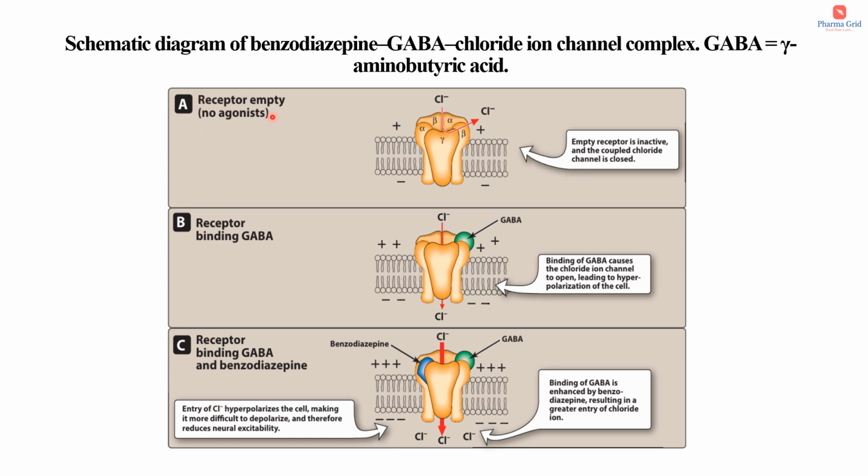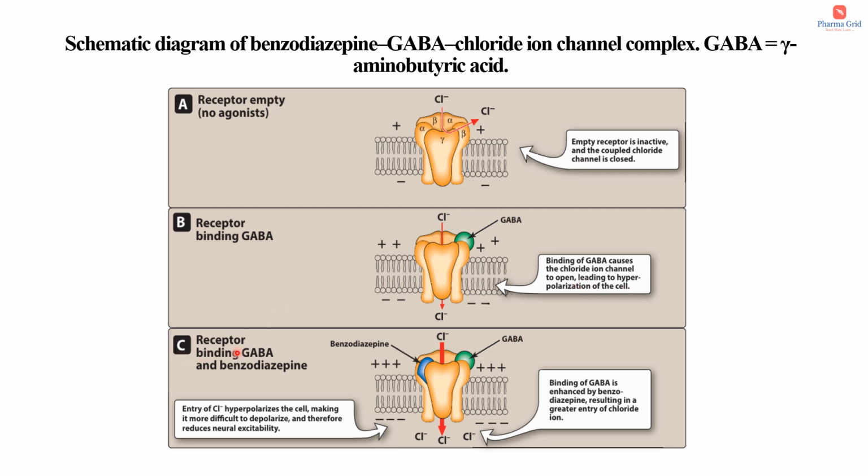In the first condition, the receptor is empty. There is no agonist. This is the GABA receptor. The empty receptor is inactive and the coupled chloride channel is closed. So here the chloride channel is closed. Take the next condition, that is receptor binding GABA. GABA binds to the receptor. So what will happen? The binding of GABA causes the chloride ion channel to open, leading to hyperpolarization of the cell. So in the first case, the GABA has not bound to the receptor, and in the second case, the GABA binds to the receptor. The binding of GABA causes the opening of the chloride channel and more entry of chloride ions into the cell.